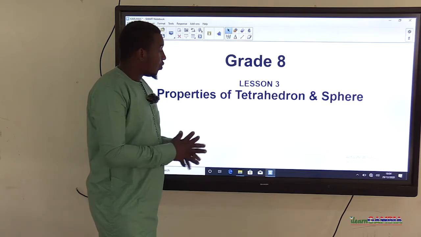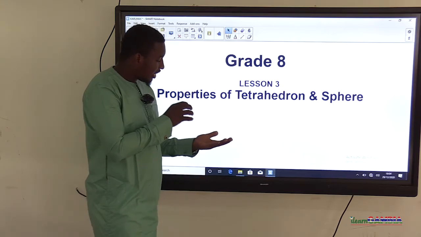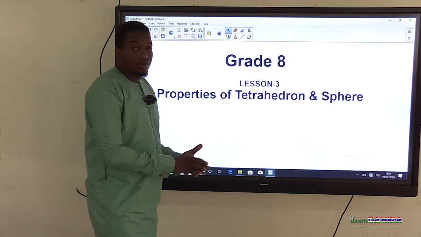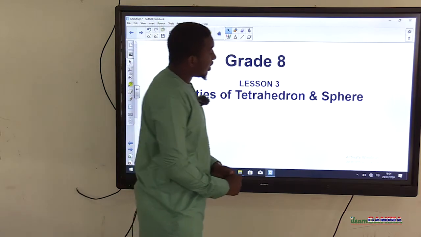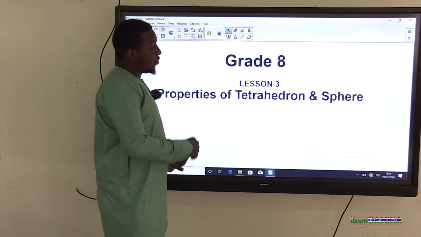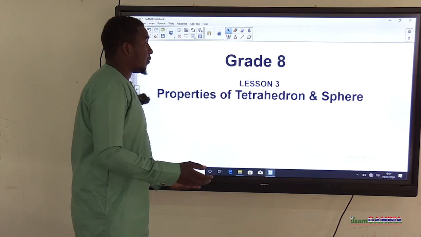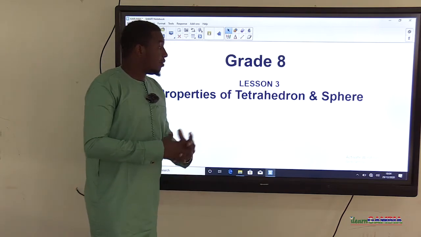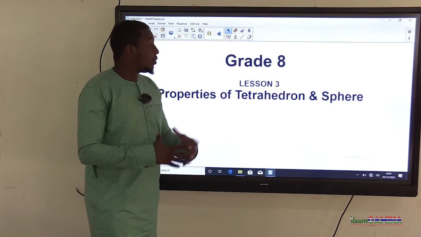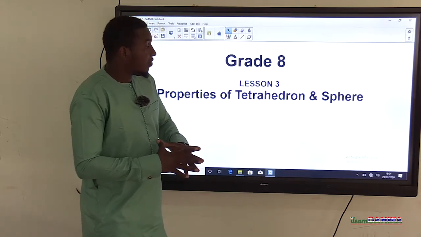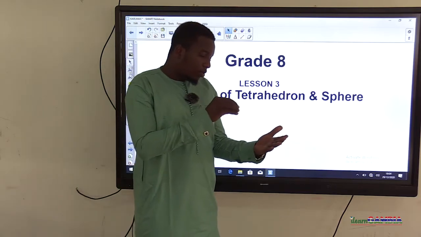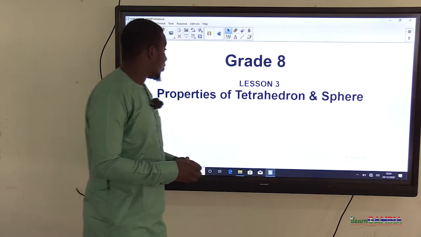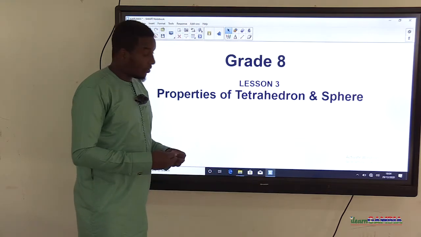That is what we are going to look at on the tetrahedrons, and why they are specifically called tetrahedrons, and so on. We are also going to look at spheres. We are going to find out some of the properties that a sphere has, the number of sides that it has, if it has any, the number of faces, if it has any, the number of vertices, if it has any, and what constitutes a sphere, how do we recognize a sphere, and so on. That is what we are going to look at in today's lesson.